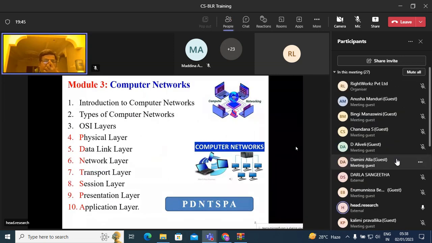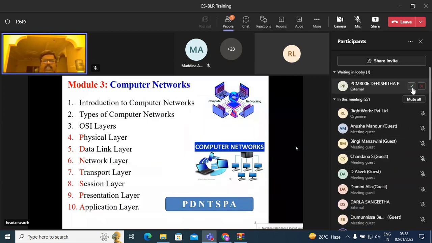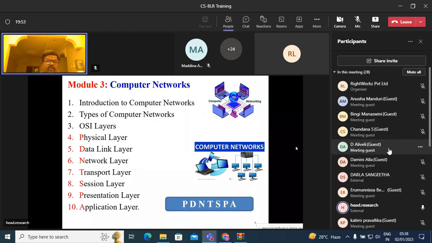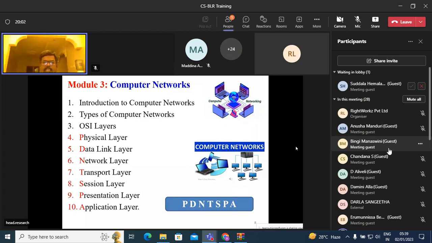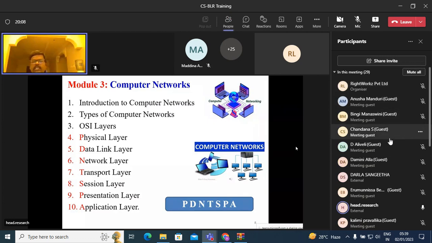Then in the third module, computer networks, I have completed introduction to computer networks, types of computer networks, and the OSI layers, open systems interconnection, with seven layers: physical layer, data link layer, network layer, transport layer, session layer, presentation layer, and application layer. The short form is PDN, PSP.